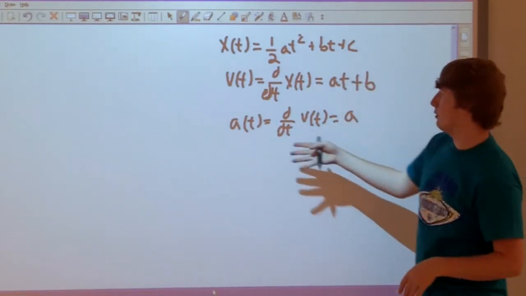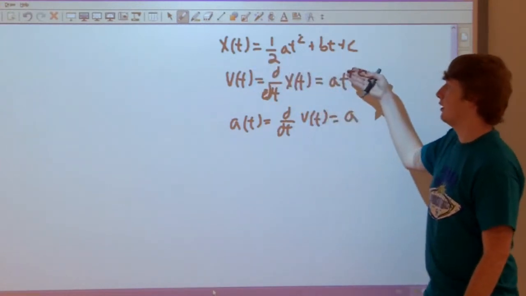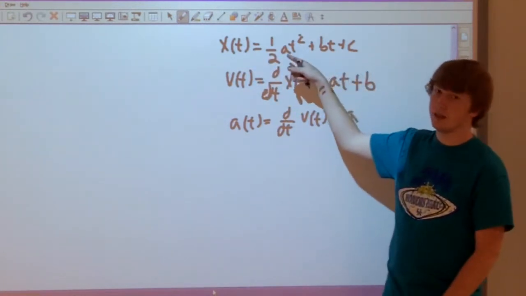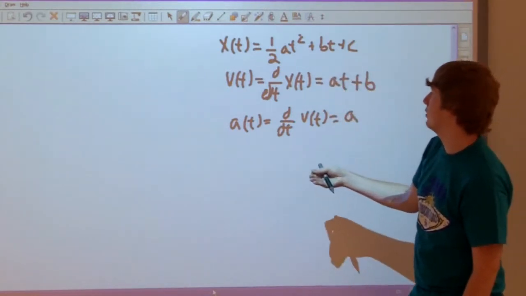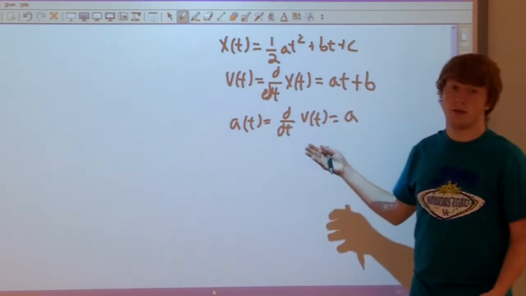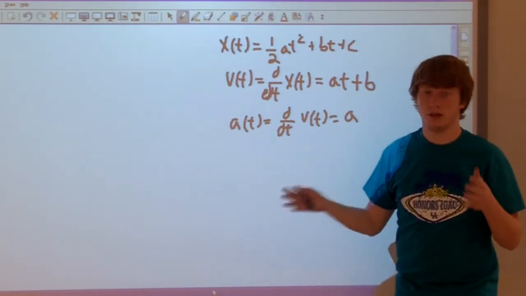So this matches what we said before, where this was the expression for your position, where a gives your acceleration. Using the power rule to actually find the expression for the acceleration, we see that that's true. So it matches what you've learned in two different ways.